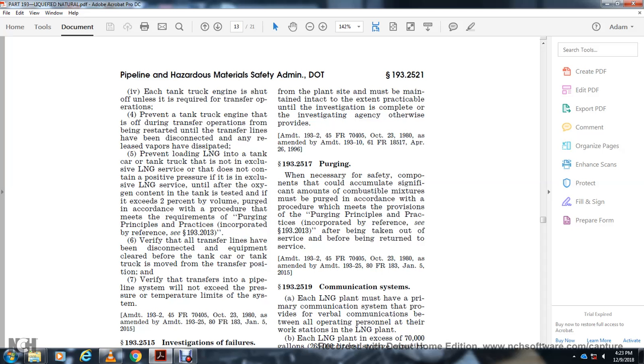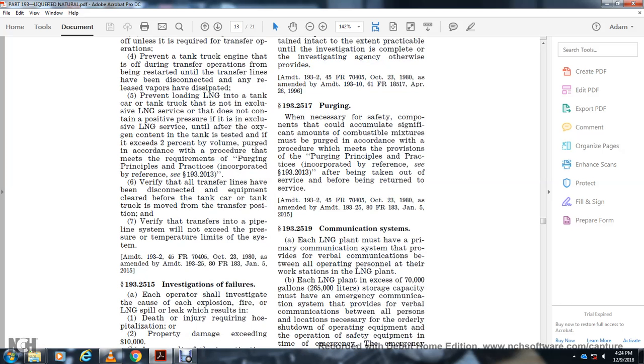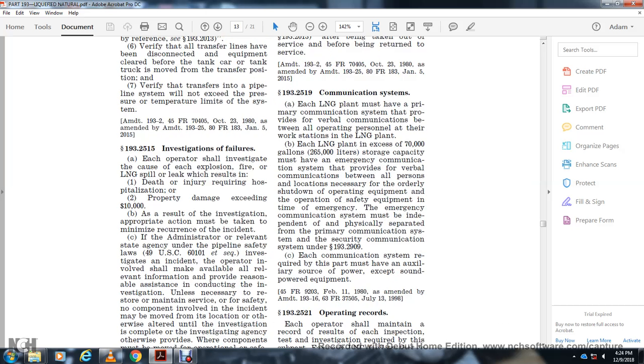Verify that all transfer lines have been disconnected and equipment cleared before the tanker and tanker truck are moved from the transfer position, and verify that the transfer pipelines will not exceed the pressure or temperature limits of the system. Alright, 2515, investigation of failures.